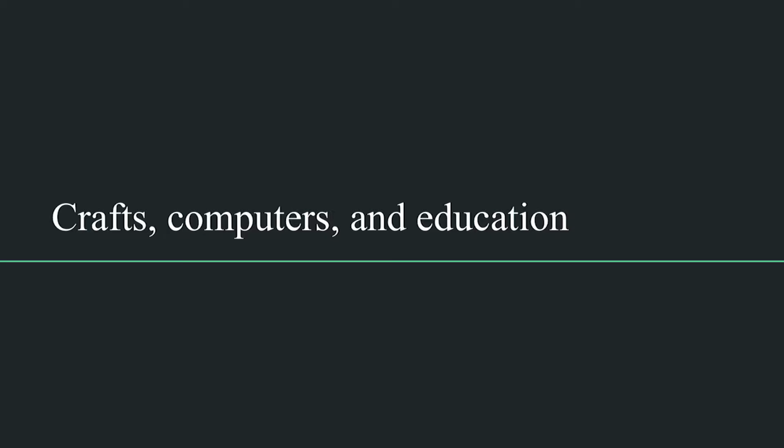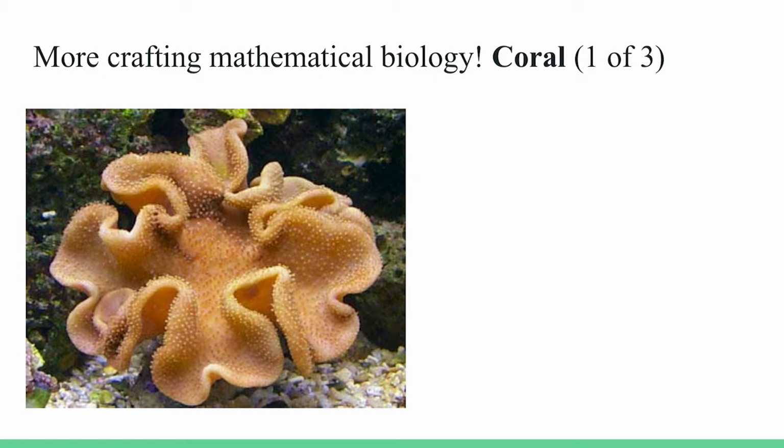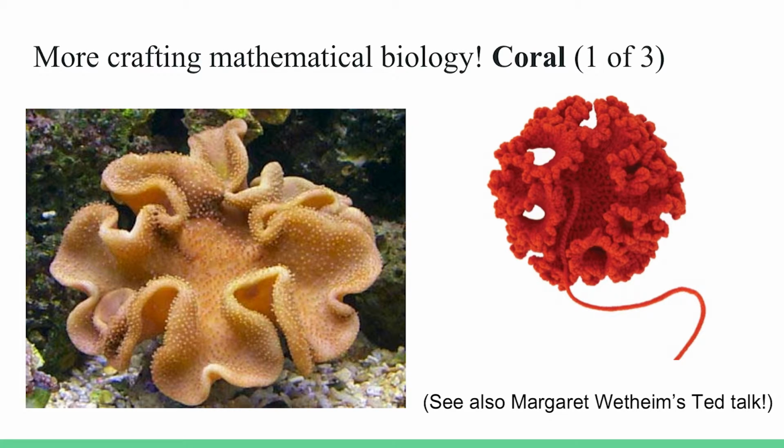Okay, final part, crafts, computers, and education. Okay, another little analogy from mathematical biology. Maybe some of you know where I'm going with this. There's a nice piece of coral, okay? And here is a knitted, well, a bit of crochet. And it's gone wrong. That's not the way that you're exactly supposed to do crochet, but a lot of people who do crochet will accidentally make one of these.